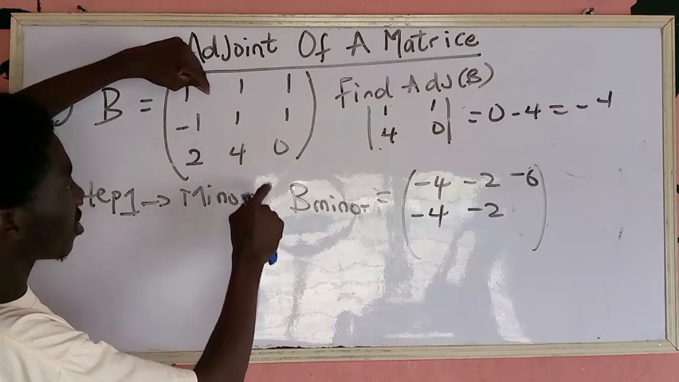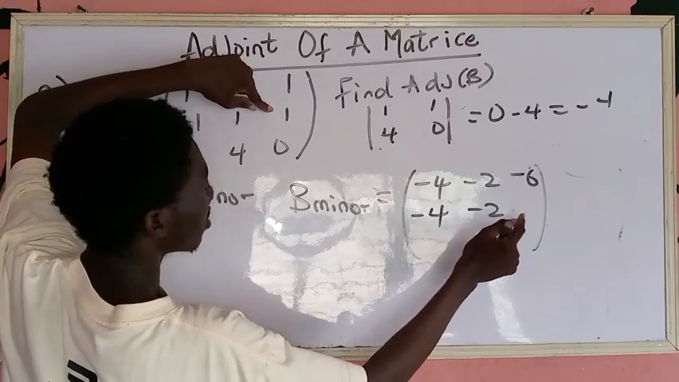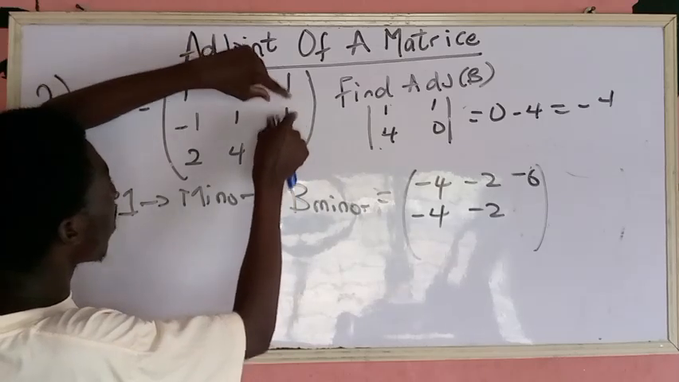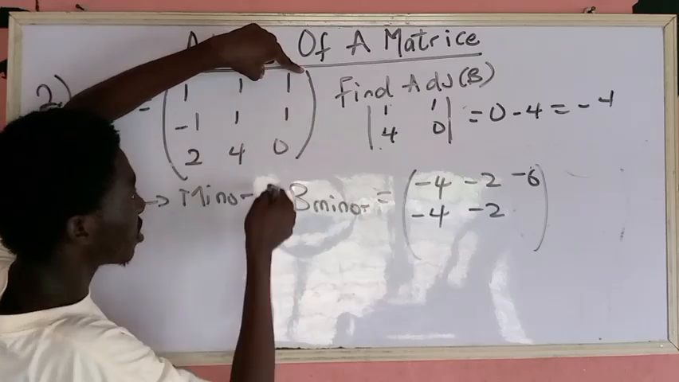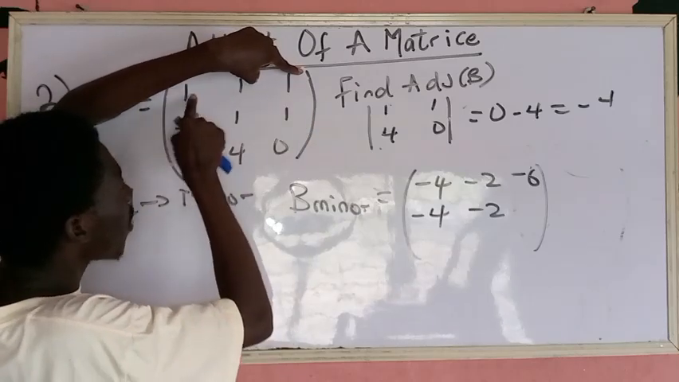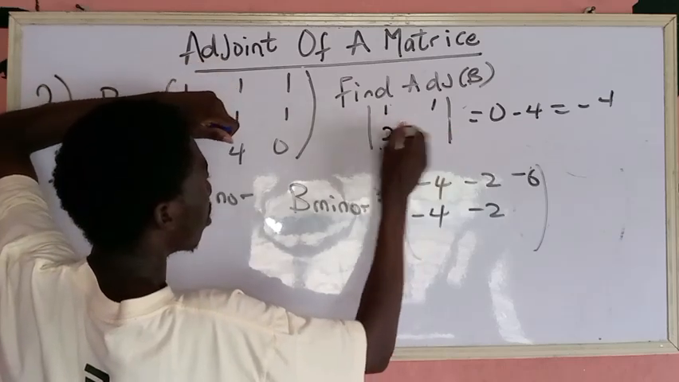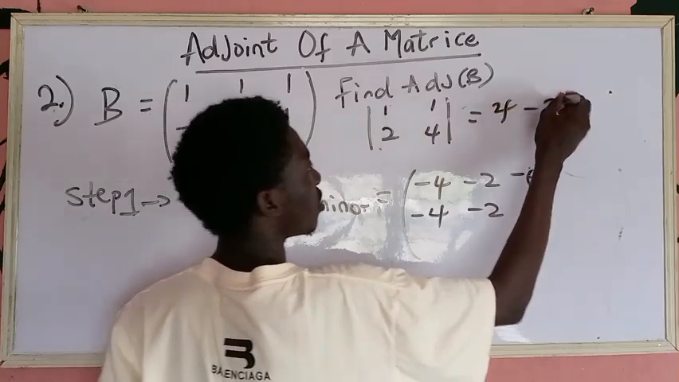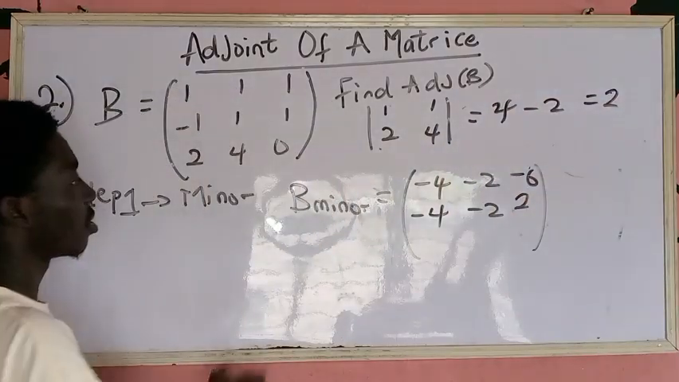Next one, do the same thing for these elements. So I'm through with this, and I'm left with this. And that should be this also. For this, one blocks out this column and this row. So I'm left with 1, 1, 2, and 4. 1 times 4 is 4, 1 times 2 is 2, then you subtract, and you have a 2.